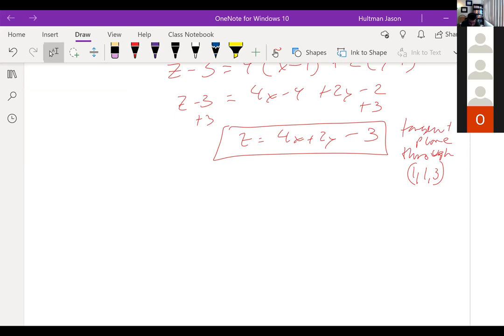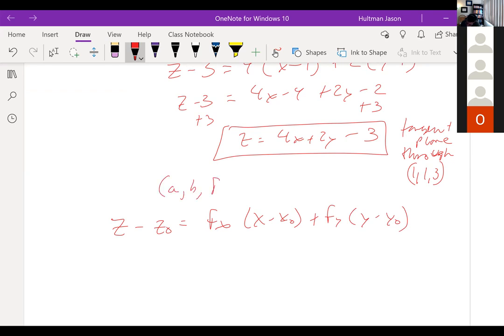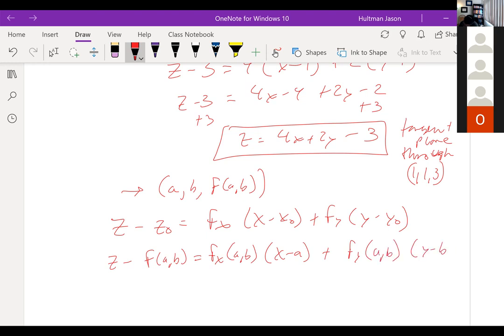If I rewrite this, if I say that z minus z naught is equal to f sub x of x minus x naught plus f sub y of y minus y naught, and I let z naught be f of AB. It's basically when at point AB. So we would say that this is A, B, and F of AB, right? That's the point at that point. So this is z minus f of AB is equal to f sub x evaluated at AB times x minus a plus f sub y evaluated at AB times y minus b.